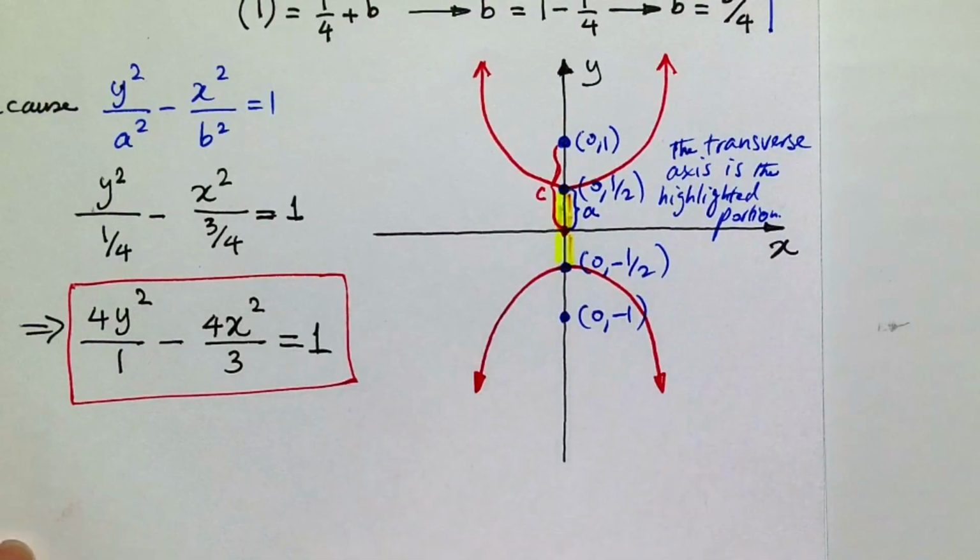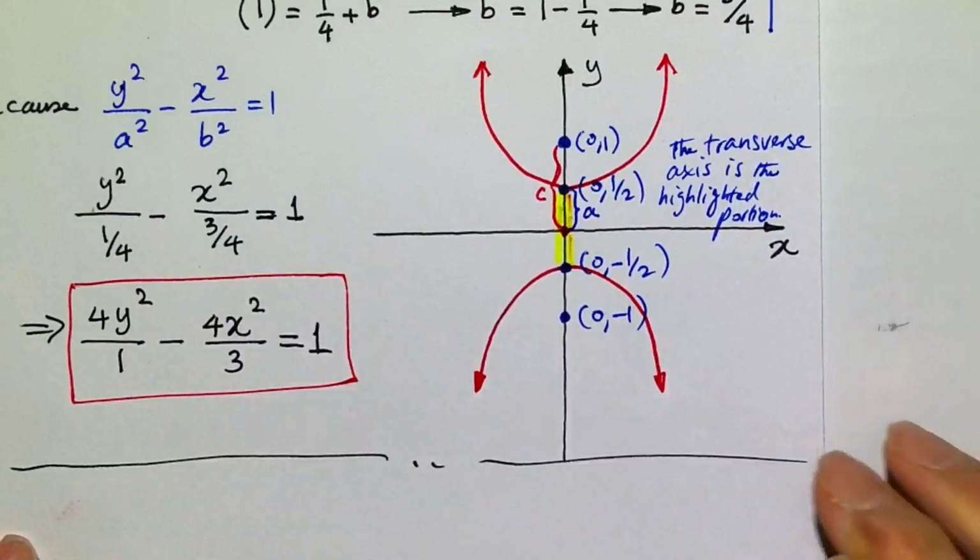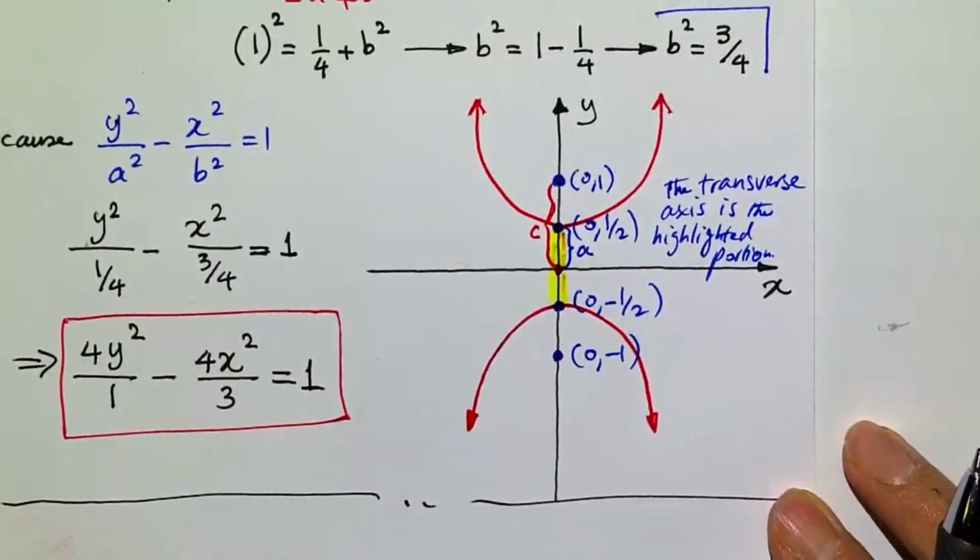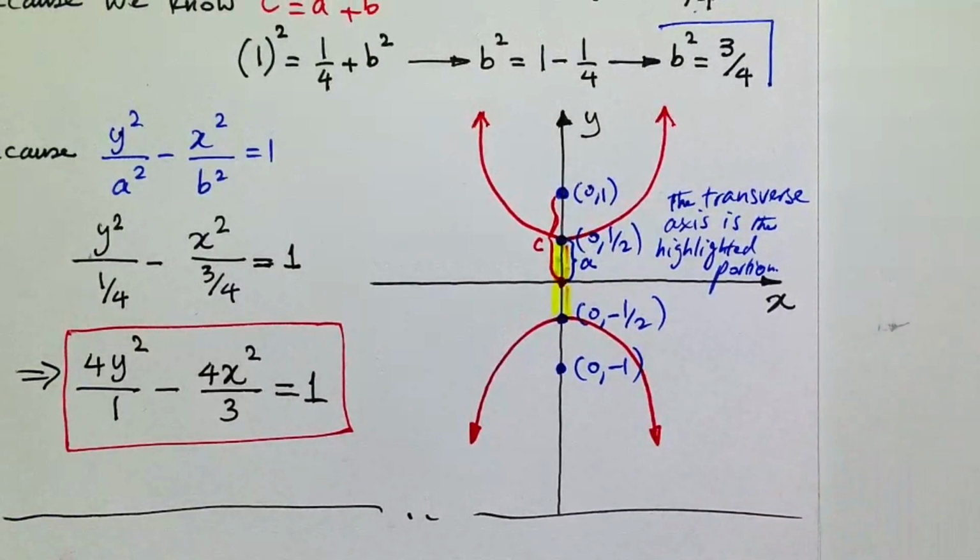So this example wraps up our discussion of the hyperbolas that have their center at the origin. In the next sections, we will look at these conic sections when their center is shifted away from the origin of the axis.